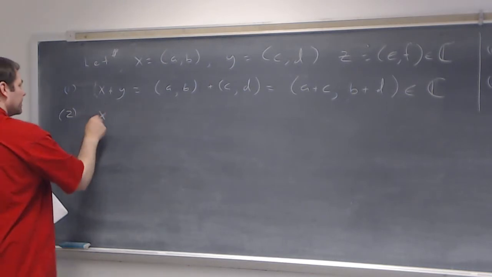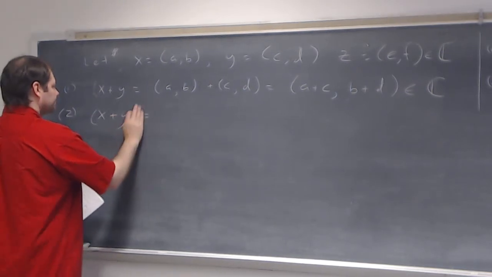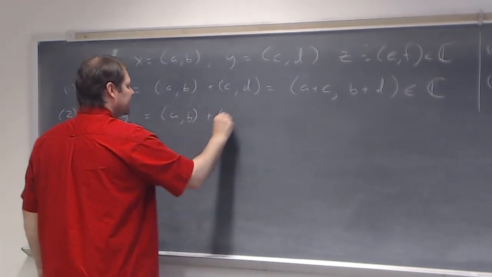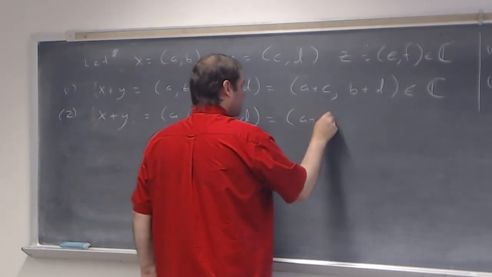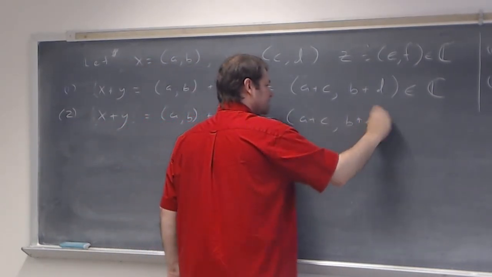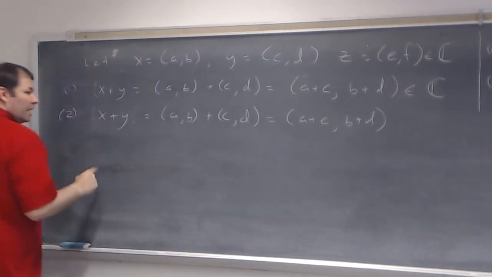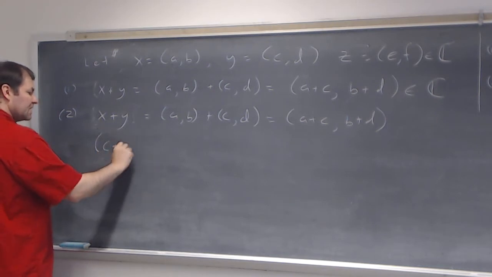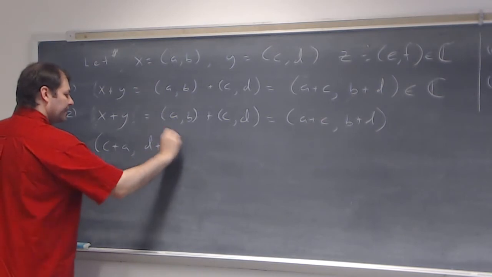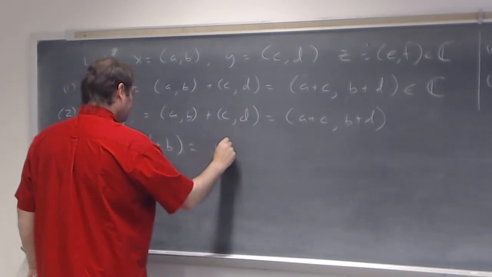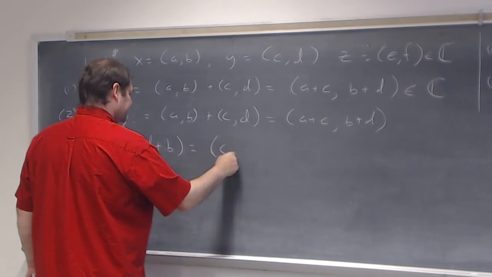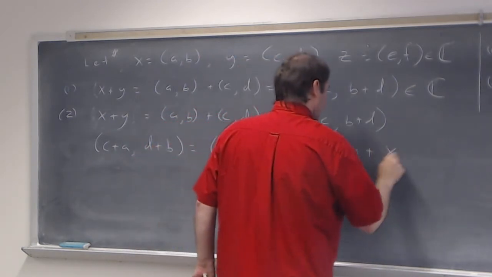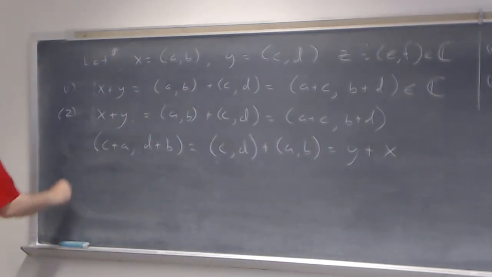And then we want to look at commutativity. So x plus y is equal to (a, b) plus (c, d), which is equal to (a plus c, b plus d). And then because the real numbers are commutative, that's (c plus a, d plus b), and that is equal to (c, d) plus (a, b), which equals y plus x. And that shows the commutativity of addition.